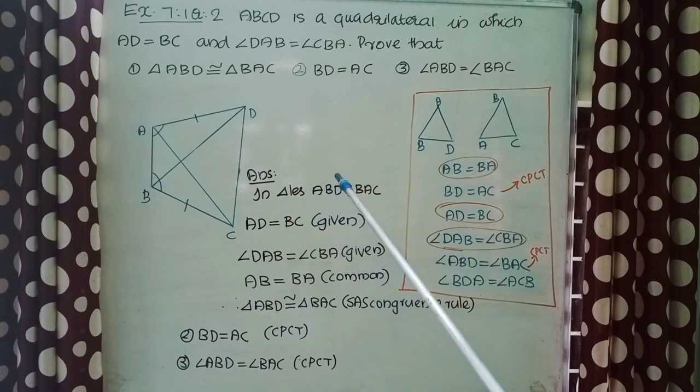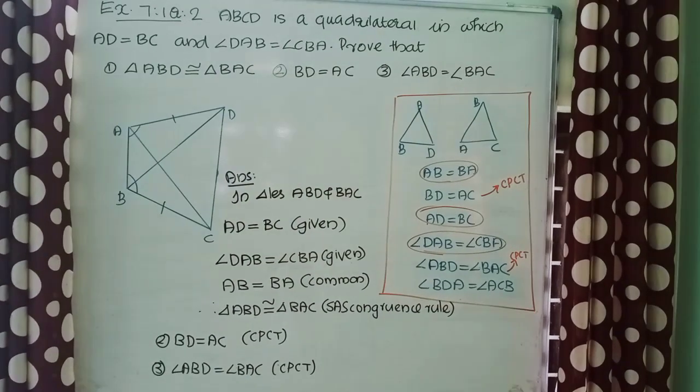In triangles ABD and BAC, AD equal to BC, it is given in the question. Angle DAB equal to angle CBA, it is also given in the question. AB equal to BA, it is common. Therefore, triangle ABD congruent to triangle BAC by SAS congruence rule. So now we have proved the triangles are congruent by using SAS congruence rule.